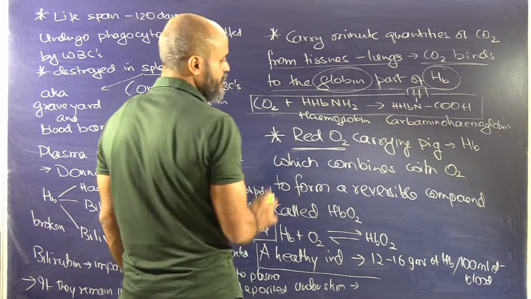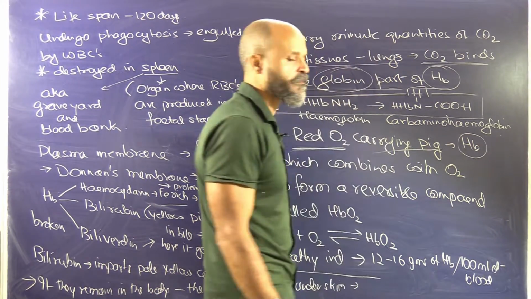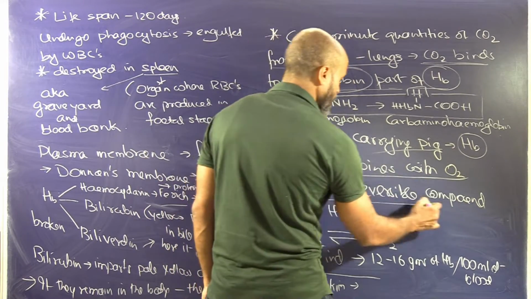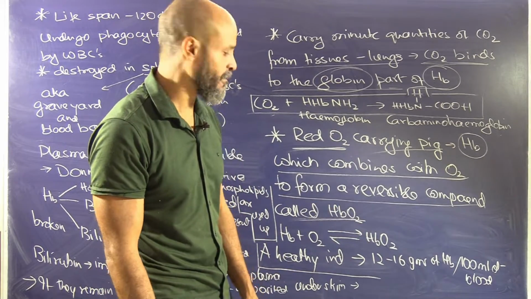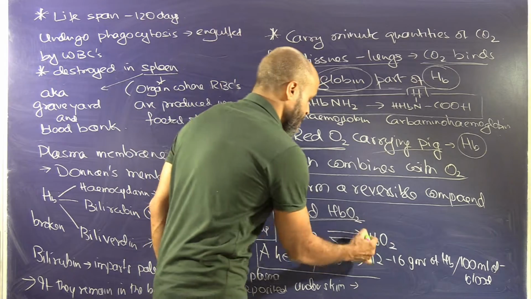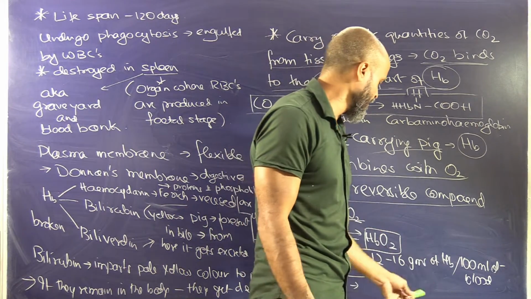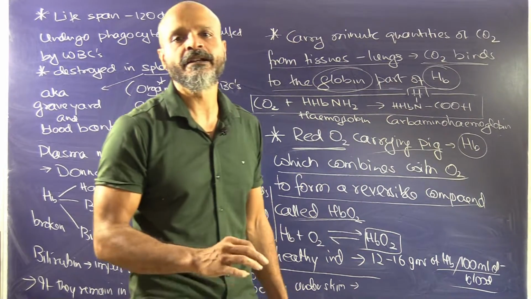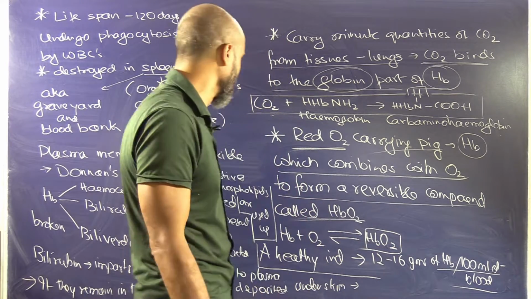Hemoglobin is basically a red oxygen carrying pigment that is primarily present in RBCs, which combines with oxygen to form a reversible compound called HbO2. It is very important that it has reversible properties, because if it didn't, oxygen wouldn't have been released. Okay, so this is important. A healthy individual will have anywhere between 12 to 16 grams of hemoglobin per 100 milliliter of blood.